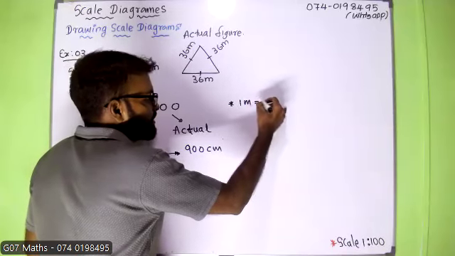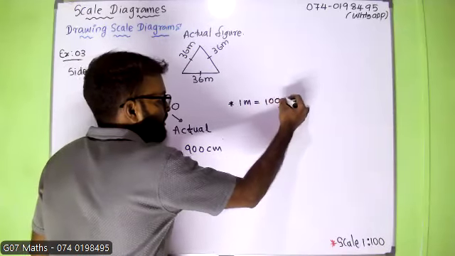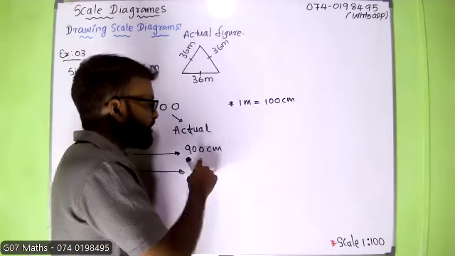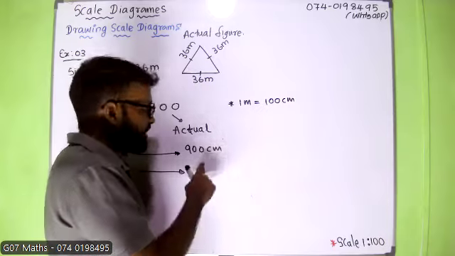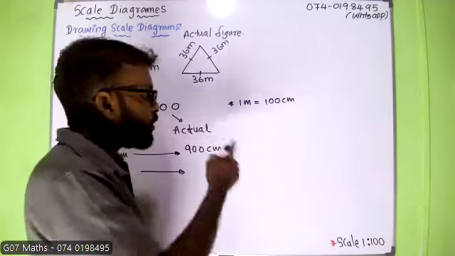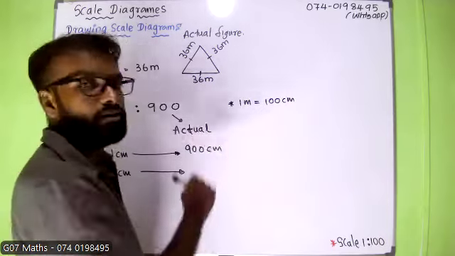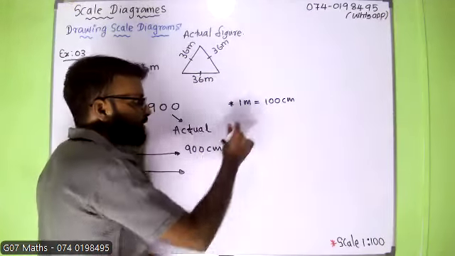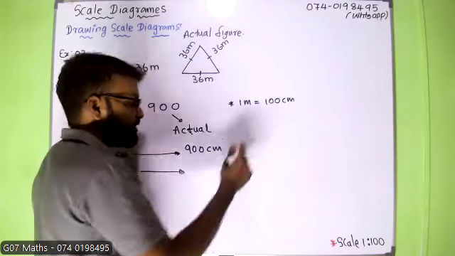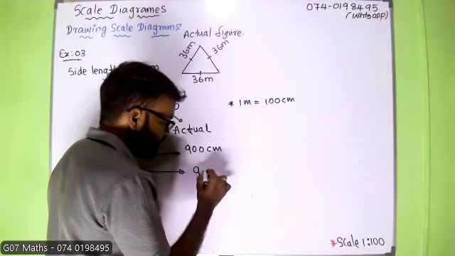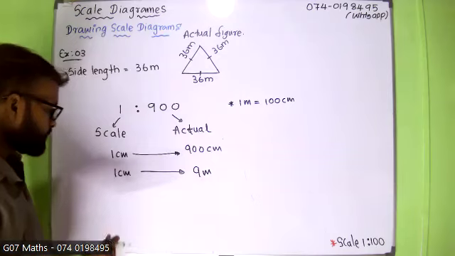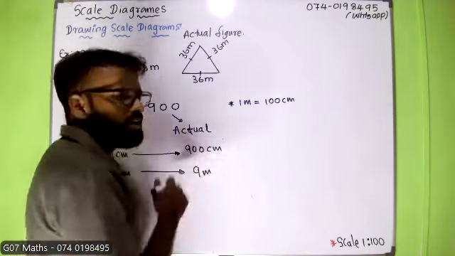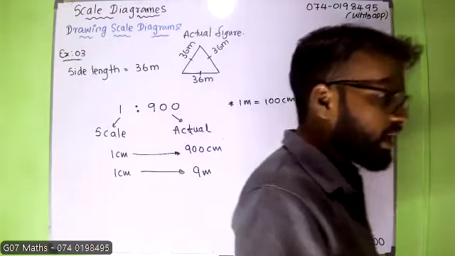1 meter represents 100 centimeters. So, if you want to convert 900 centimeters into meters, you are going to divide 900 centimeters by 100. So you will get 9 meters. So 1 centimeter represents 9 meters.